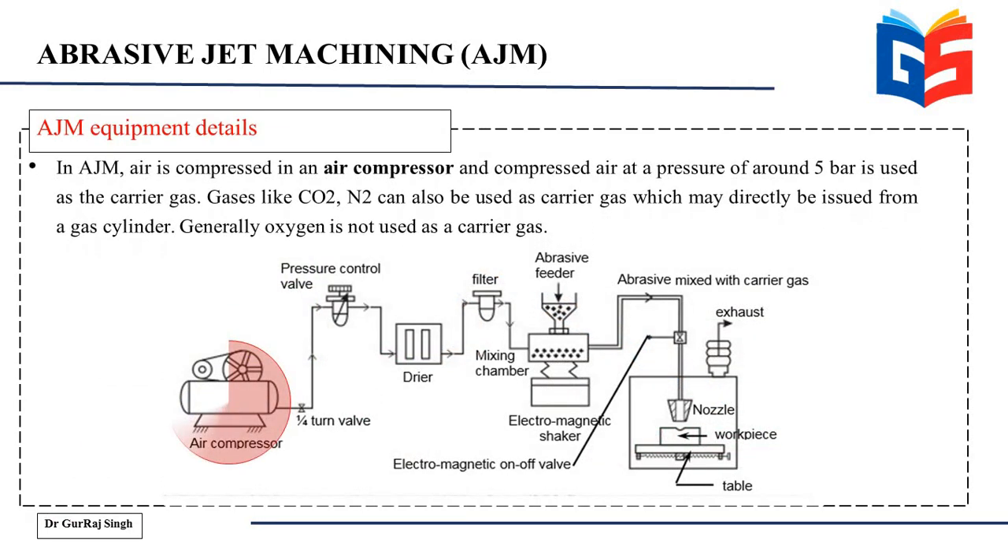So first of all, you have an air compressor, and the normal pressure that is being used here is in the range of 5 bars. So you have a pressure in the range of 5 bars that is used in the carrier gas. And apart from air, you can also use gases like carbon dioxide or nitrogen, and they can be sourced from a gas cylinder instead of a compressor. So you generally do not use oxygen as a carrier gas, obviously because of certain reasons related to oxidation.